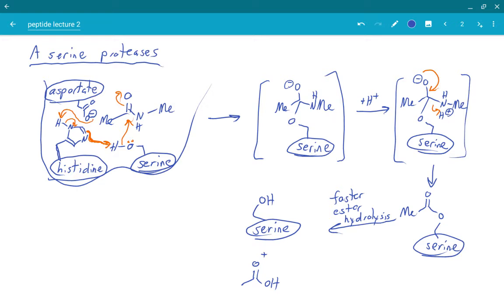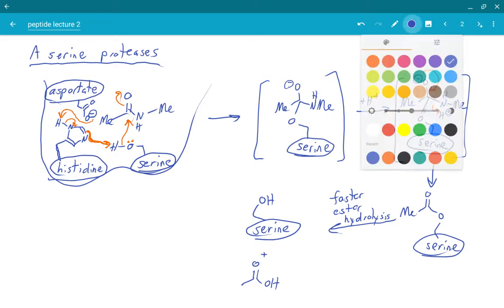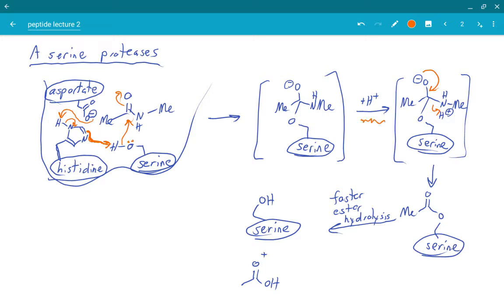There may be other acids that allow protonation of the amine in this step. There probably are residues that stabilize the negative charge at this intermediate. So the enzyme does a lot of things, but a lot of the function of a serine protease can be explained just with this initial attack step. And all three of these residues are essential. Typically, if you get rid of any one of them, the whole thing falls apart and won't function anymore.